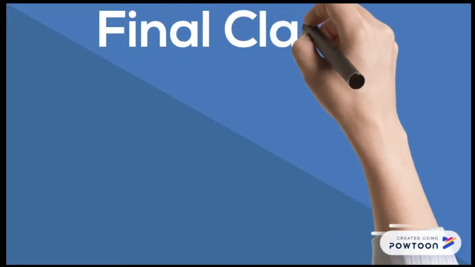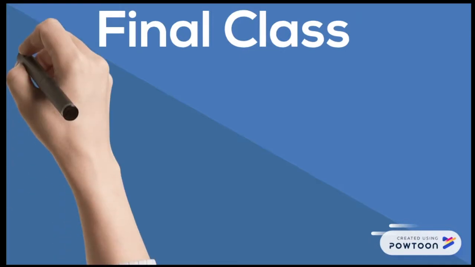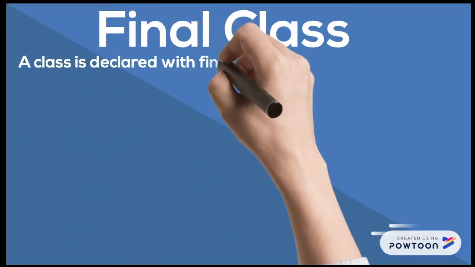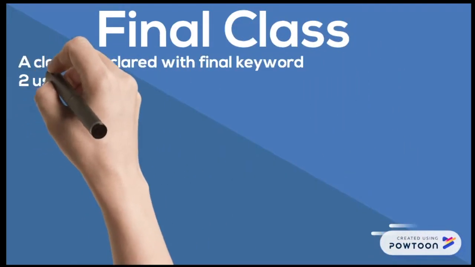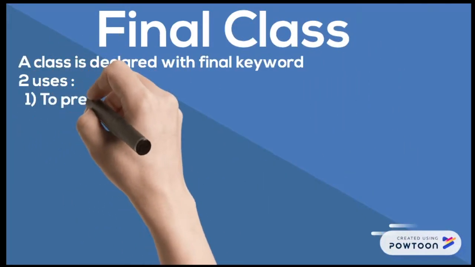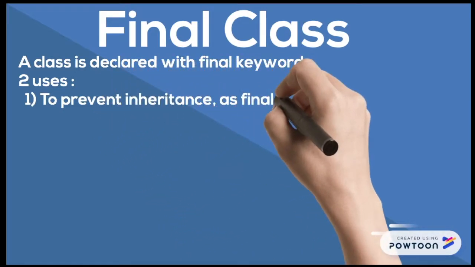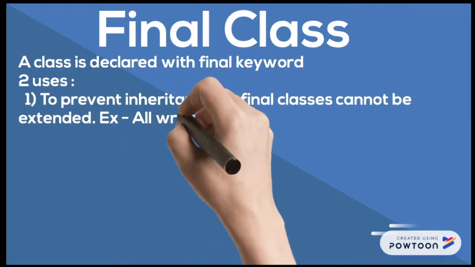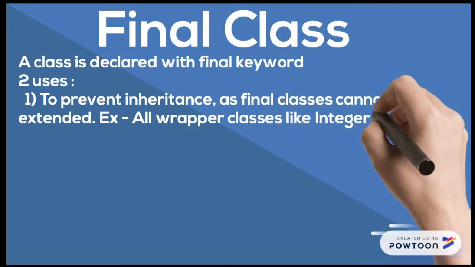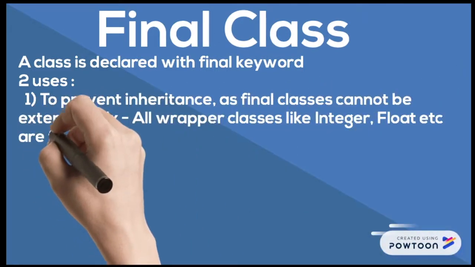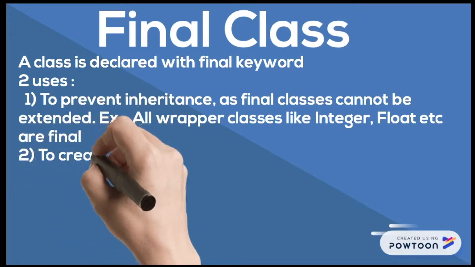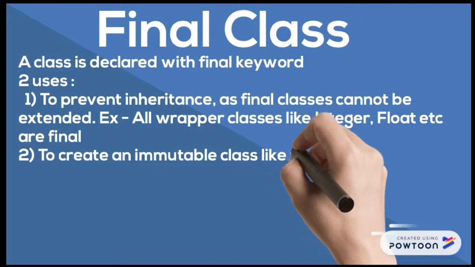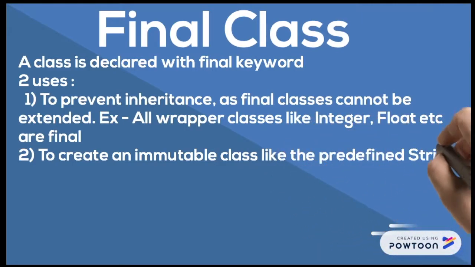Moving on to final class. A class declared with the final keyword is called a final class. A final class can be of two uses. One is to prevent inheritance, as final classes cannot be extended. Example, all wrapper classes like Integer, Float, etc. are final classes. And the second use of a final class can be to create an immutable class. Now always remember that an immutable class cannot be created without using the final keyword, like the String class.